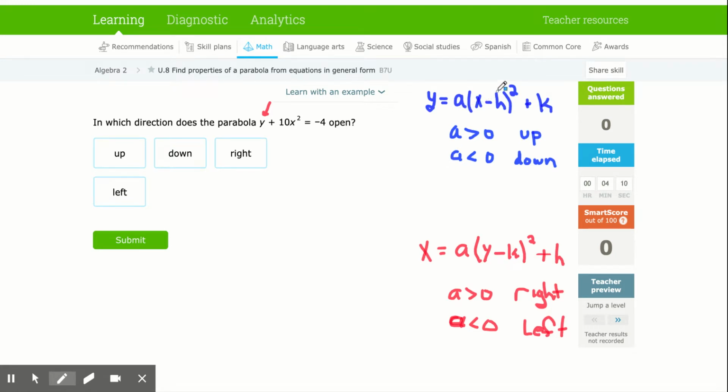Now, if the x is being squared, x squared, then it's going to either be opened up or down, and it all depends on this leading number here. So for this particular problem, all I do is go y equals negative 10x squared, because I have to bring that x squared to the right side, minus 4. And since that number in front of the x squared term is a negative, it is opened down. Now, if it had been a y squared, it would have been opened left.